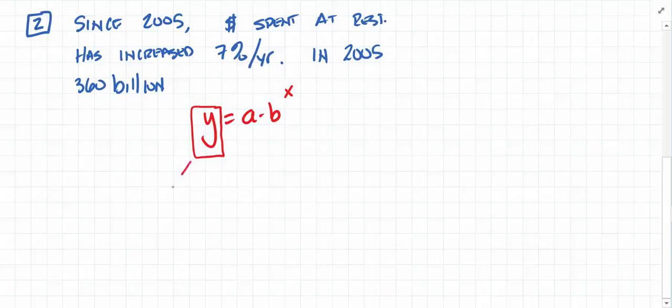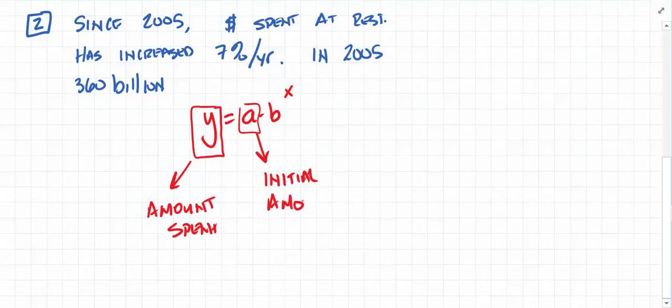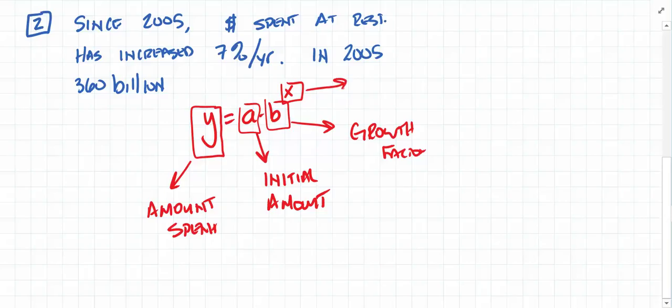So let's make sure we understand what each one's going to be. The amount that we spent. Okay, the a part. What does that part represent? Yeah, that's our initial amount. Very good. What's our b part here? This is our growth factor, right? Okay, and then what's the x part going to represent? Yeah, years since when though? So when are we starting this?